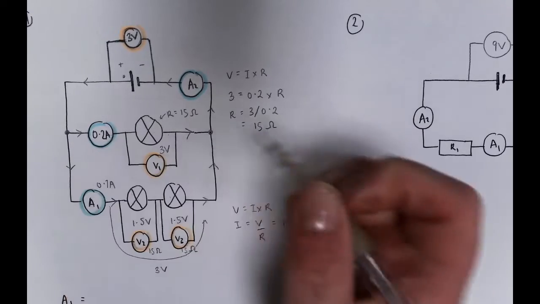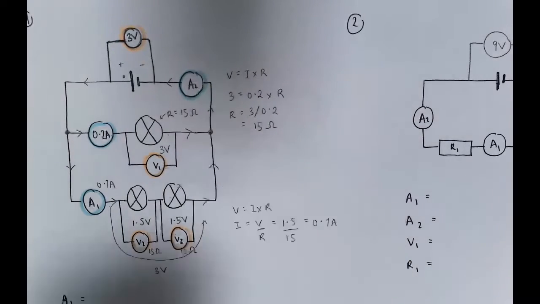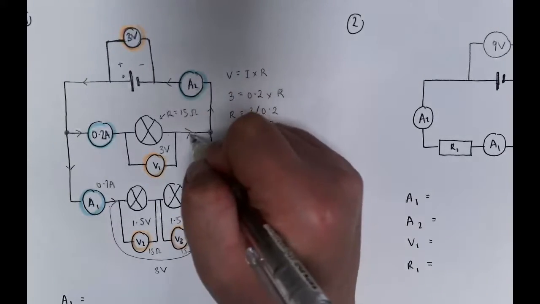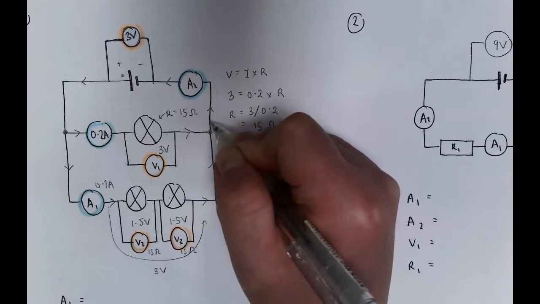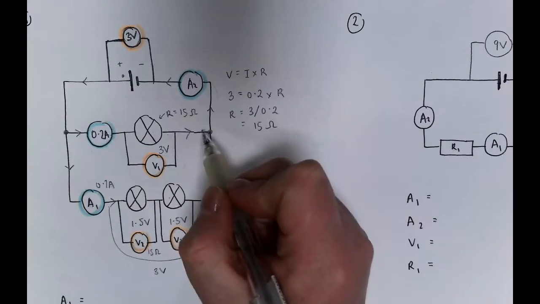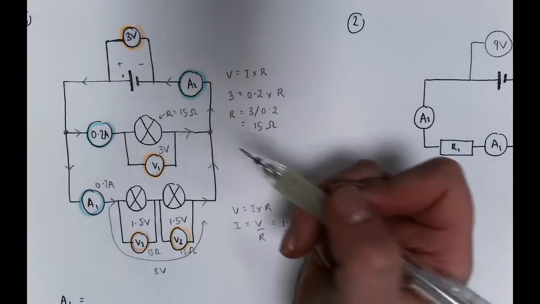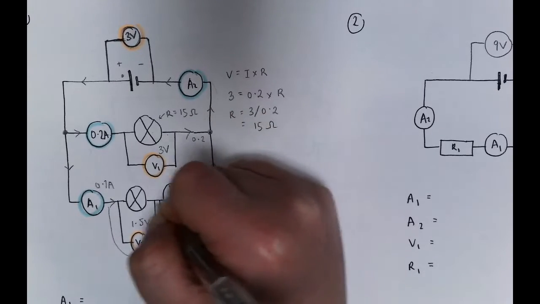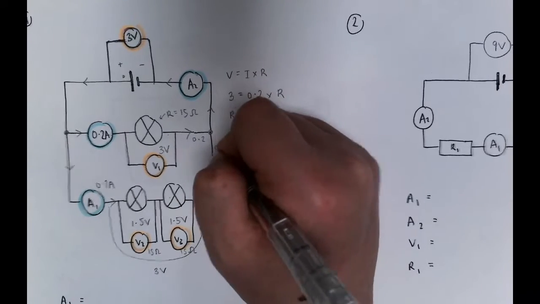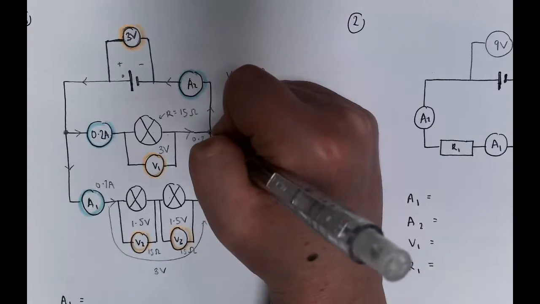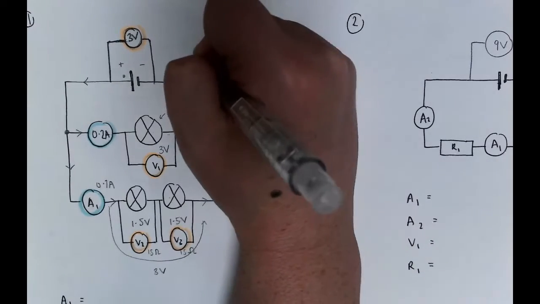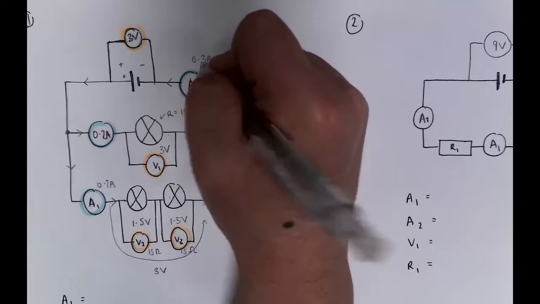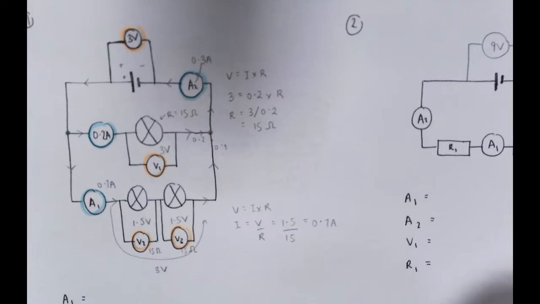We've worked this one out, but the only one we've yet to work out is A2. Now we know that the current flowing into A2 has come from this top branch plus this bottom branch. Everything in equals everything out. So we have 0.2 plus from this loop 0.1 adding together, meaning that here we must have 0.3 amps. Okay, so A2 is going to read 0.3.